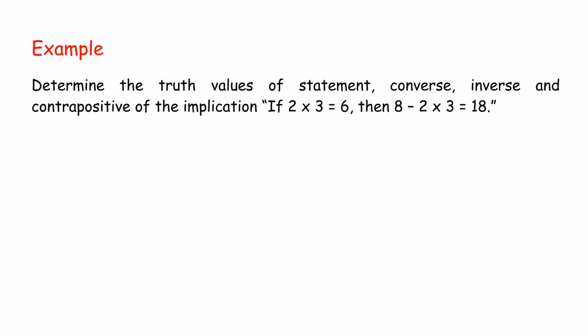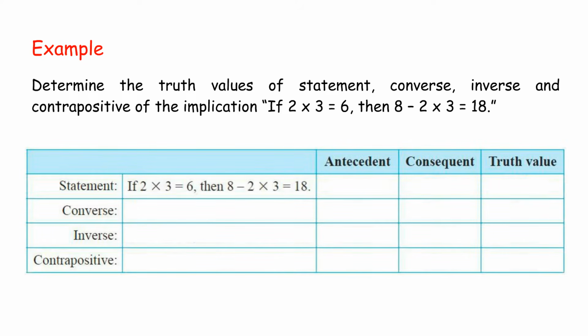converse, inverse, and contrapositive of the implication: if 2 times 3 equals 6, then 8 minus 2 times 3 equals 18. Statement: if 2 times 3 equals 6, then 8 minus 2 times 3 equals 18. Antecedent: true. Consequent: false. Truth value is false. Converse: if 8 minus 2 times 3 equals 18, then 2 times 3 equals 6. Antecedent: false. Consequent: true. Truth value is true.